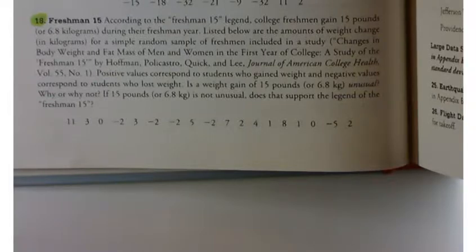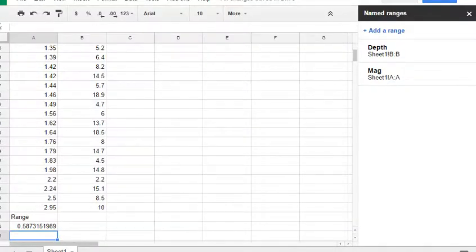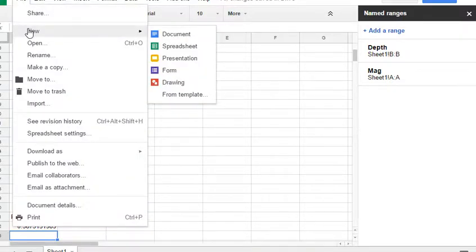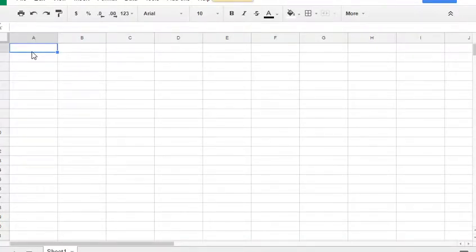Is a weight gain of 15 pounds or 6.8 kilograms unusual? Why or why not? Does that support the legend of the freshman 15? Well, let's find out a couple things about our data by entering it into a spreadsheet. You could also enter it into your calculator if you wanted to do that. Let me go back to our spreadsheets. Let's clear out this data here. In fact, I'll just cheat. I'll just do a new spreadsheet. And let's type in the data.